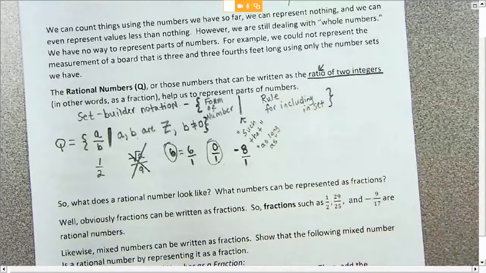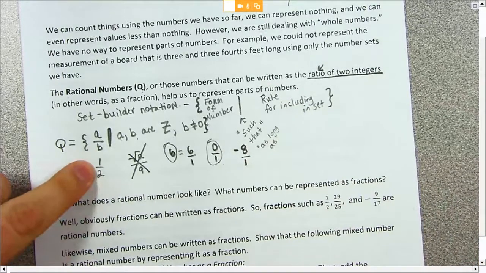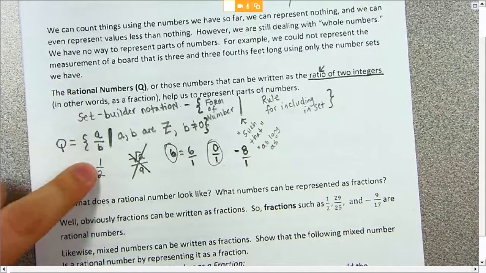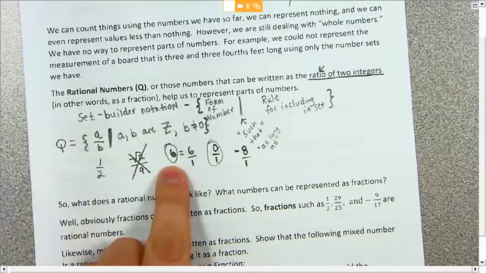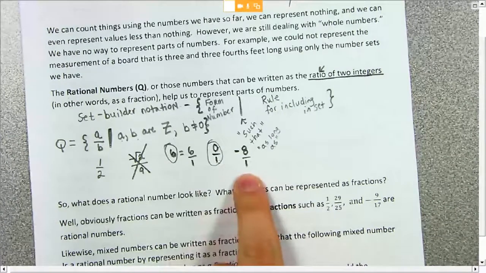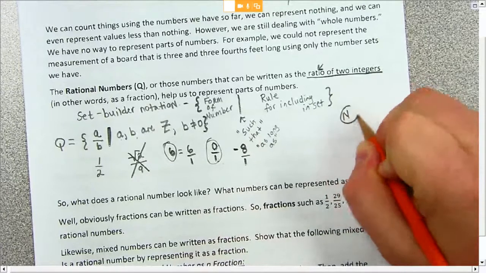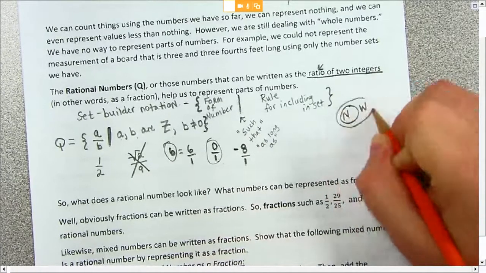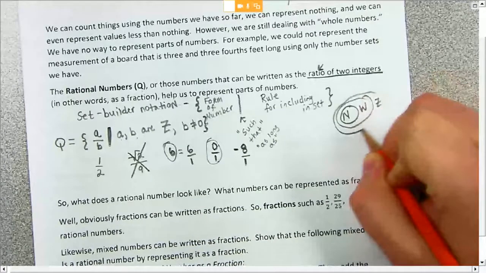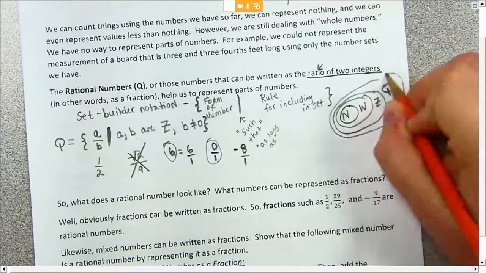So what we've just shown is that all fractions are rational numbers. So any fraction that you have is a rational number. All natural numbers are also rational numbers. All whole numbers are also rational numbers. And all integers are also rational numbers. So if I wanted to, I could write natural numbers, whole numbers, integers, and then rational numbers includes all of those.